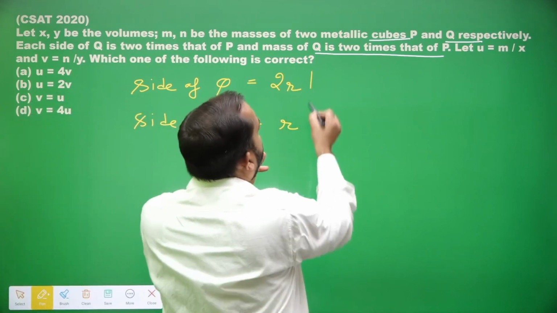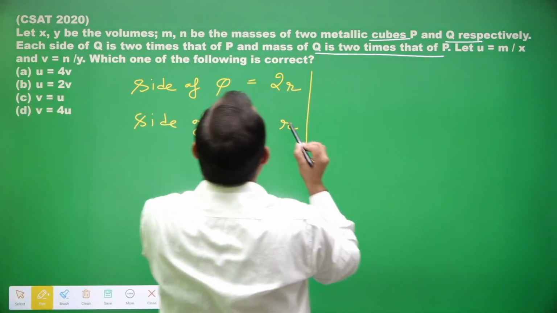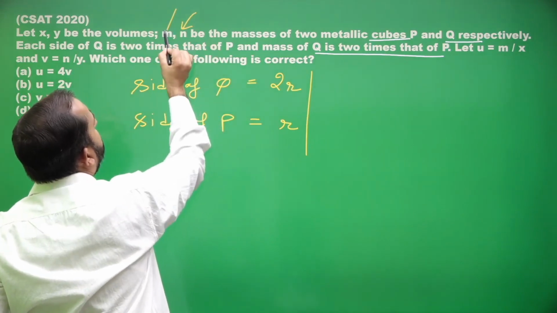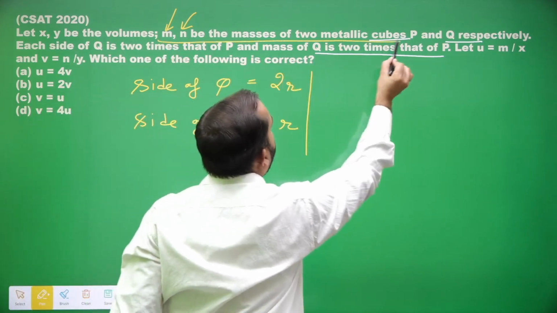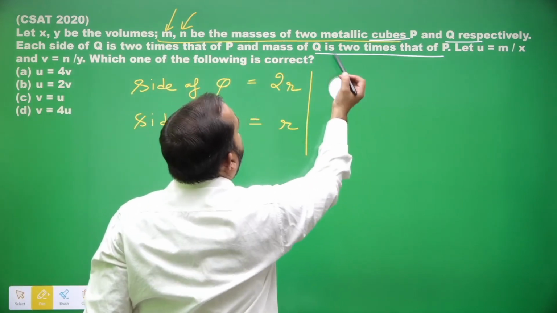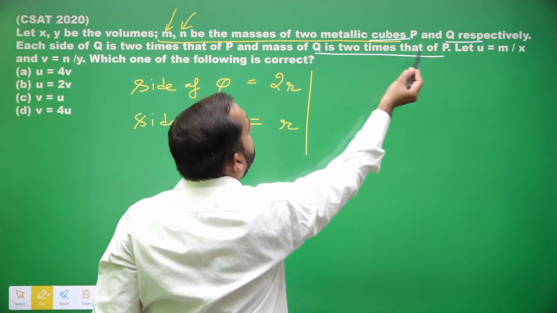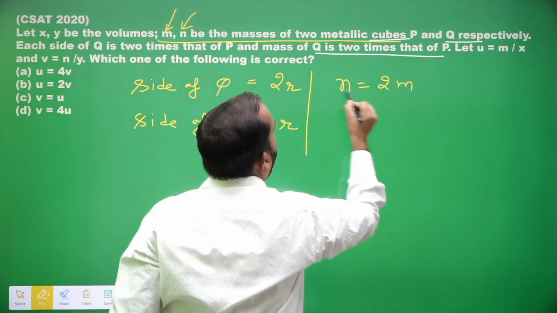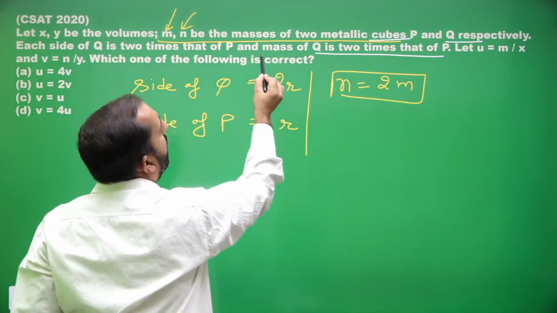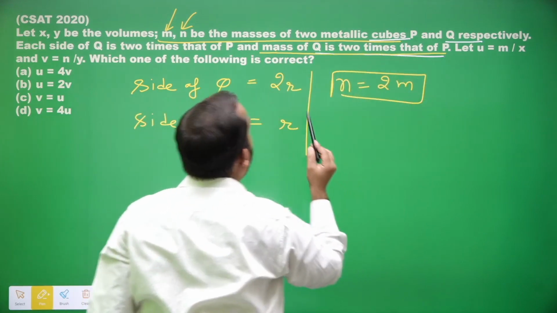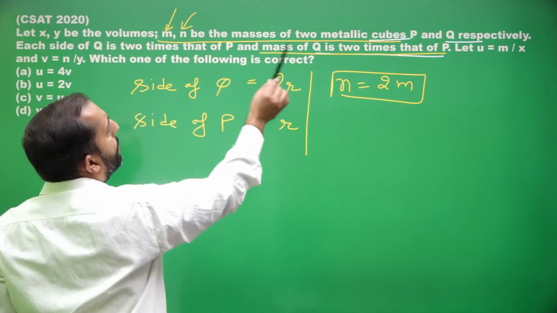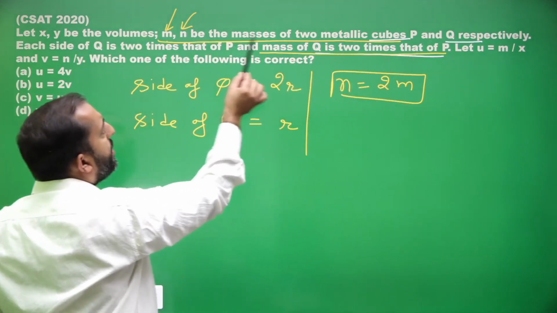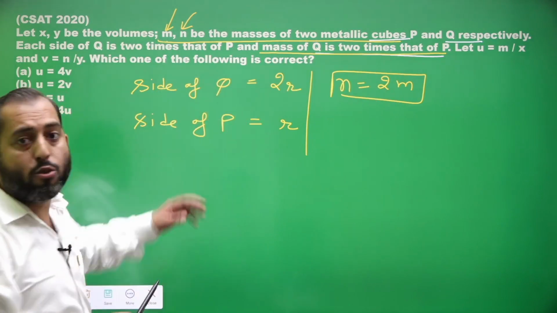And mass of Q is 2 times that of P. I already know that N is the mass of Q and M is the mass of P from the first statement. So mass of Q is 2 times that of P, so N should be equal to 2M. Mass of P is M, mass of Q is N. Mass of Q is 2 times that of P, it means N should be twice of M. It is also given to us.